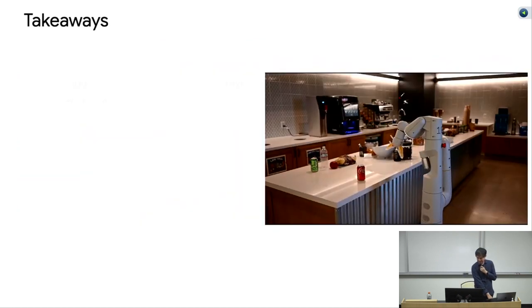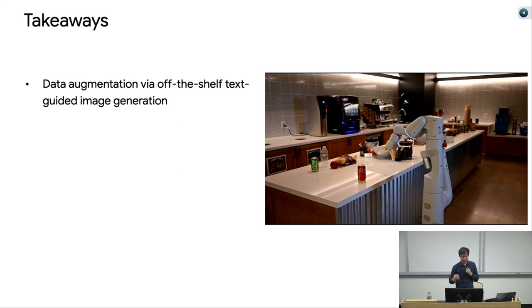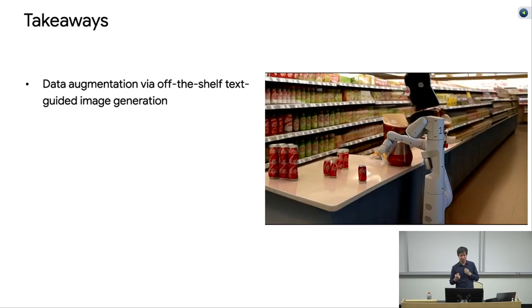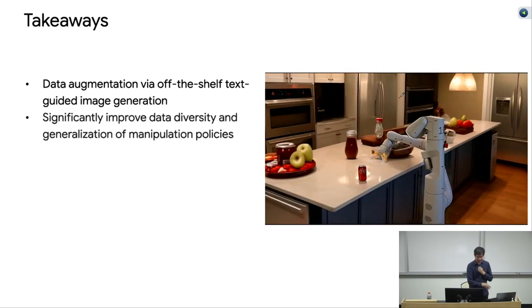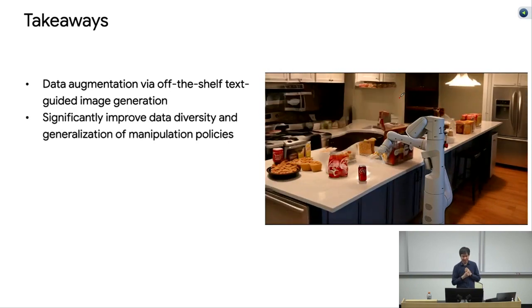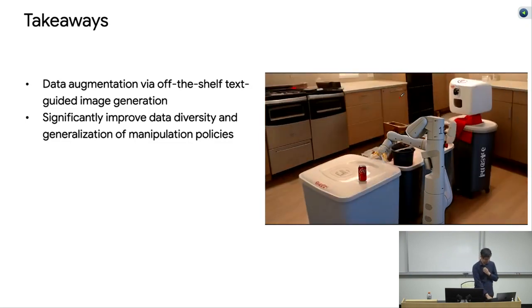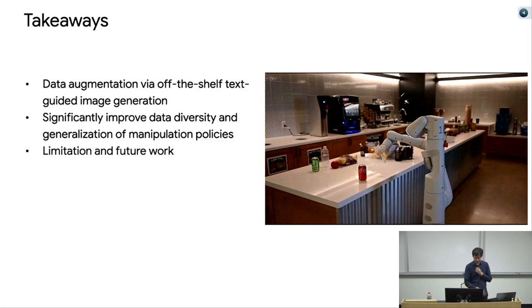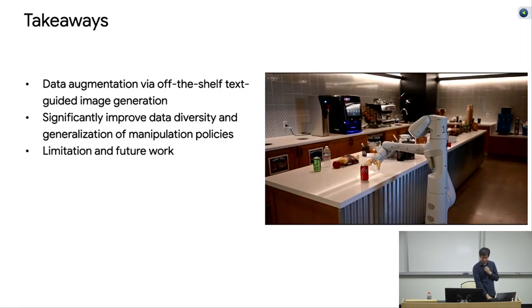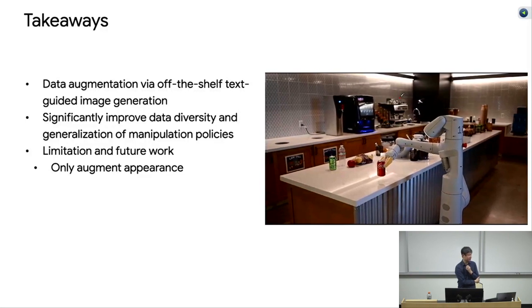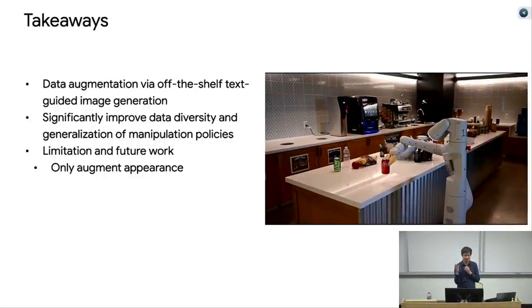To sum up, data augmentation via off-the-shelf text-guided image generation is a very important tool. It has significantly improved data diversity and generalization of manipulation policies. There are a few limitations that we want to address in future work. One is we only augment appearance. We only have these text-to-image models. It does not augment physical interactions.